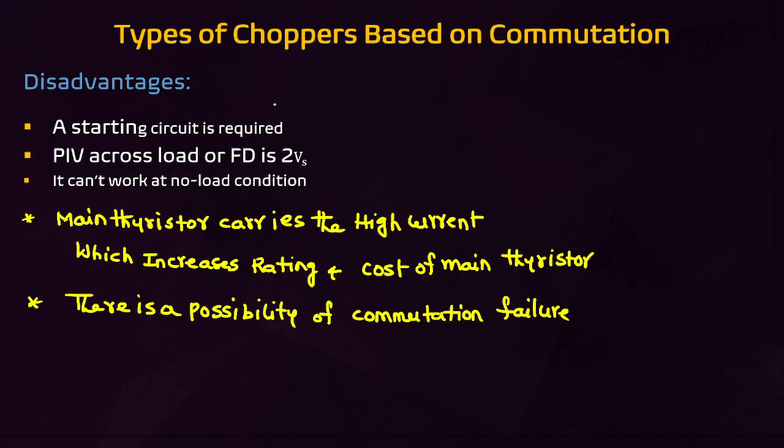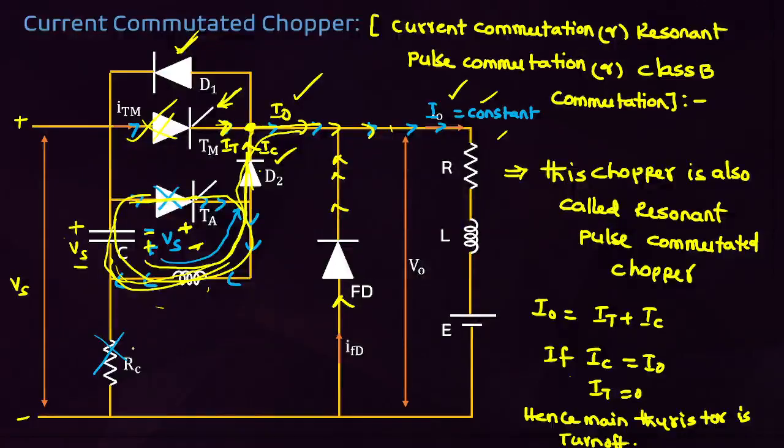Then what are the disadvantages of the voltage commutated chopper? Starting circuit is required. Peak inverse voltage across the freewheeling diode is 2 Vs, which increases the rating of the freewheeling diode. It cannot work at no load condition. The main thyristor carries both the load current and capacitor current, that is, it is carrying high current. Once it carries high current, the cost of the thyristor increases. High rating thyristors are required. There is a possibility of commutation failure in the case of voltage commutated chopper.